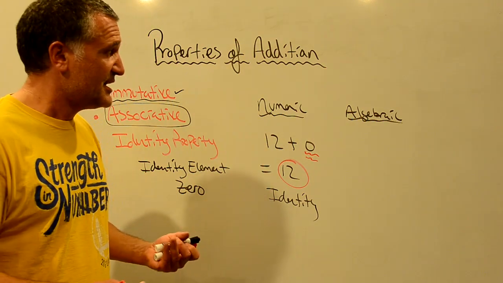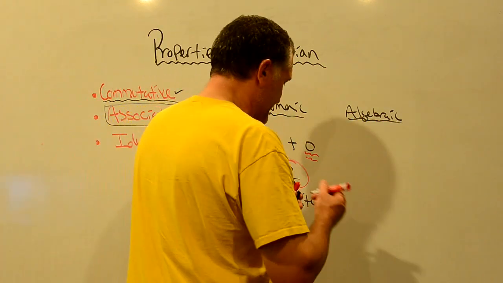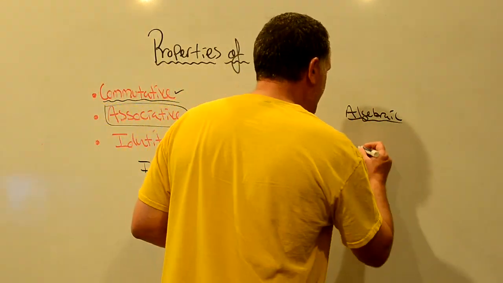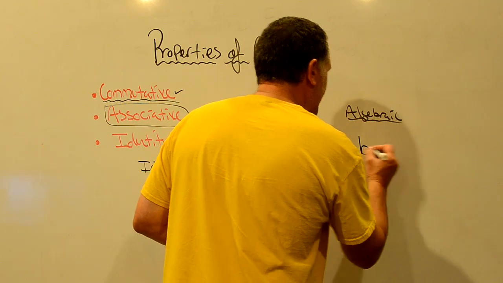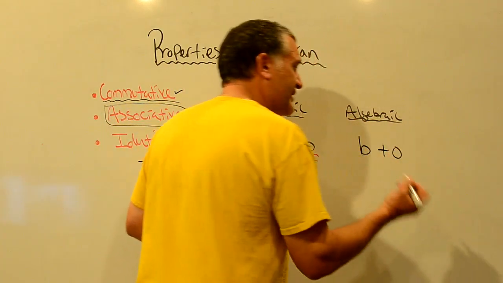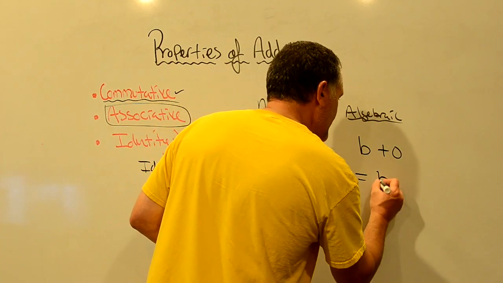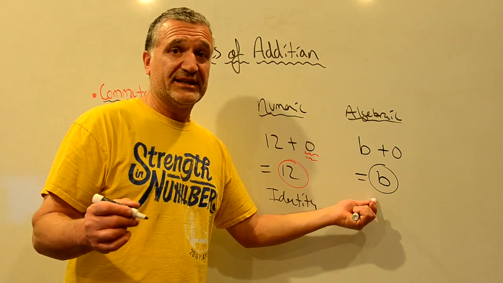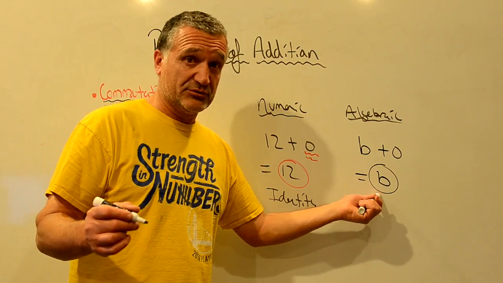Now, algebraically speaking, maybe you have an example that might look like this. Let's say letter B is a variable, and you take B and add 0 to it. I have no doubt that the value you're going to get from that is equal to B.